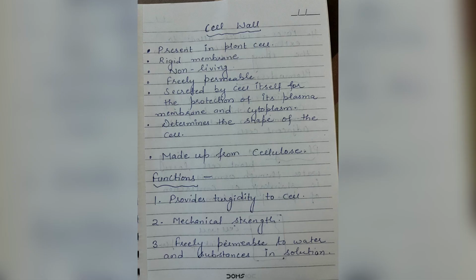Let's start with today's first topic, that is the cell wall. Now, what is the cell wall? Cell wall is a membrane which is present only in the plant cell. It is a rigid membrane. Rigidity means it gives hardness and strength to the cell. It is a non-living membrane which is made up of a substance known as cellulose.